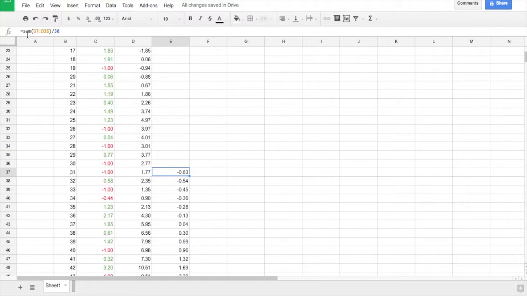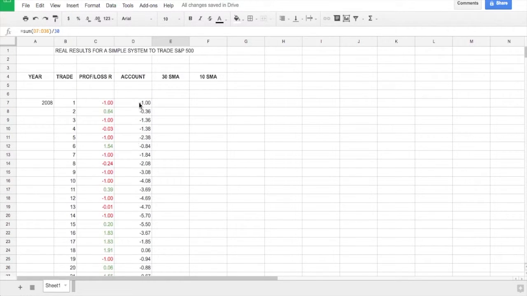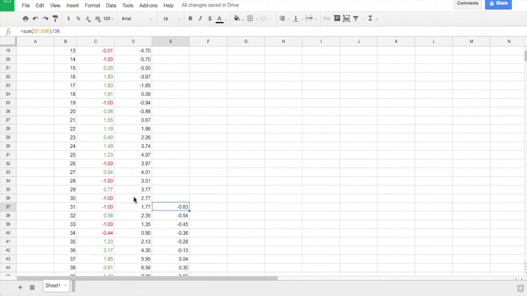What we do is so equals sum, open bracket, D7, which is the 30th prior trade. In this case, it's this cell here, our first cell, colon, which means add through to D36, through to here, trade number 30. So we've got 30 results, add them all together, close bracket, and then we divide them by 30. So it's just an average. We've added up 30, divide them by 30, we get the average.